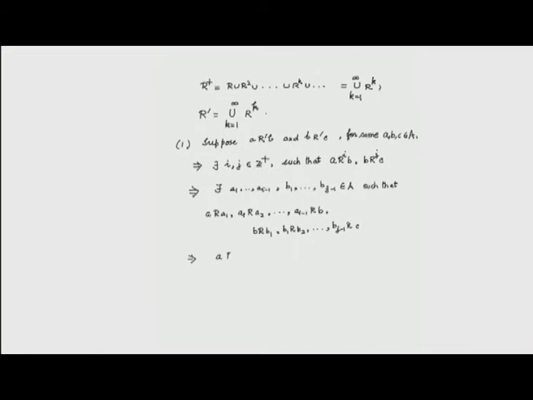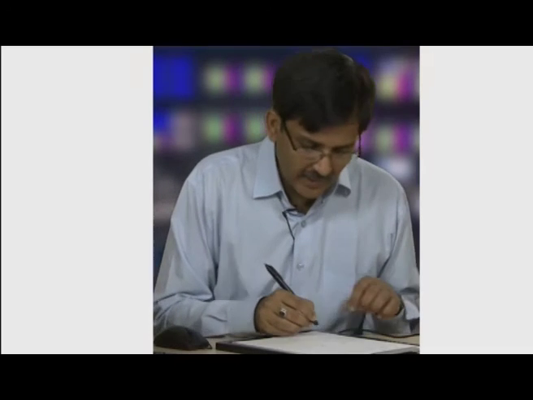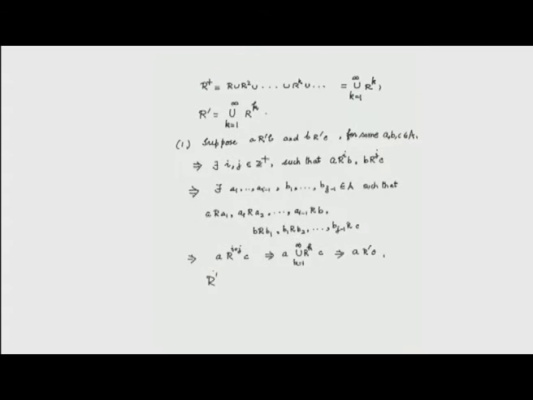And therefore, if we combine this whole chain, then we will get A related to R raised to the power i plus j C. But this means that A union k equal to 1 to infinity R raised to the power k C, which in turn means that A R prime C. Thus, at least we have proved that R prime is transitive.